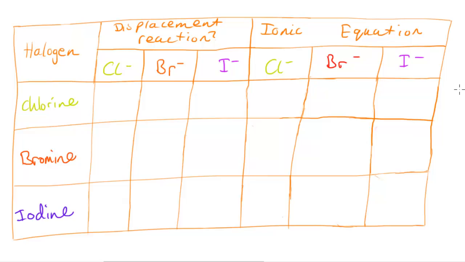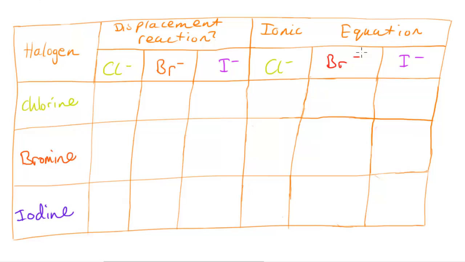So what I've got here is a table, which has the halogens here, and this section basically is asking is a displacement reaction going to occur if this halogen is mixed with this halide ion, under aqueous conditions. And so I'm going to put yes or no inside of these sections. And this part is just for the ionic equation of whatever reaction would happen here if it happens.